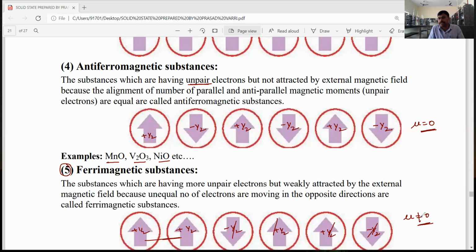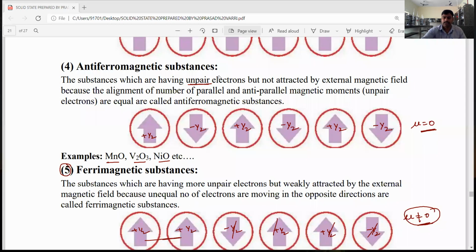It has some magnetic moment, because in the alignment of unpaired electrons, the parallel spin electrons are more when compared to anti-parallel spin electrons. But some opposite spin electrons are present, and they cancel with each other. The parallel spin electrons are more than the anti-parallel spin electrons, so the resultant magnetic moment mu is not equal to 0. That's why they are weakly attracted by the external magnetic field. Such types of substances are called ferrimagnetic substances.